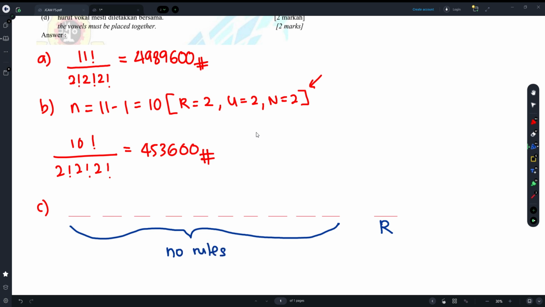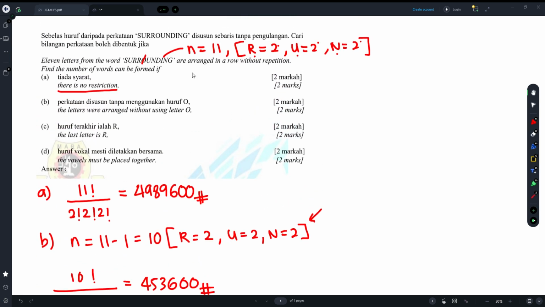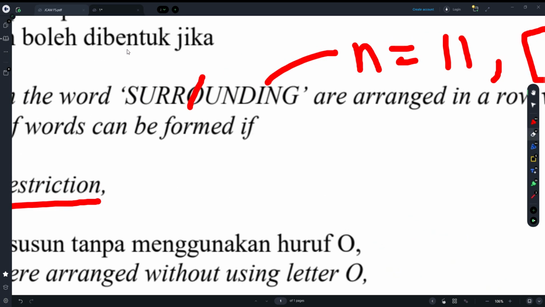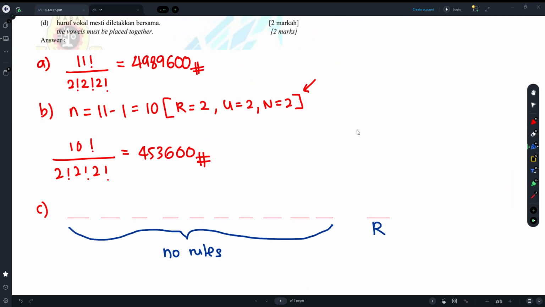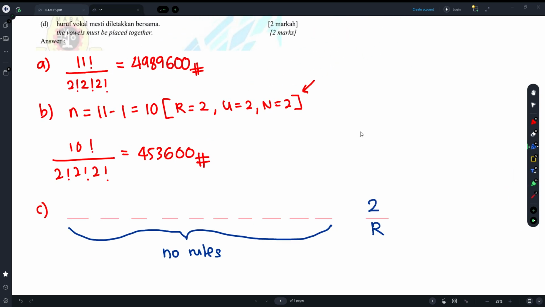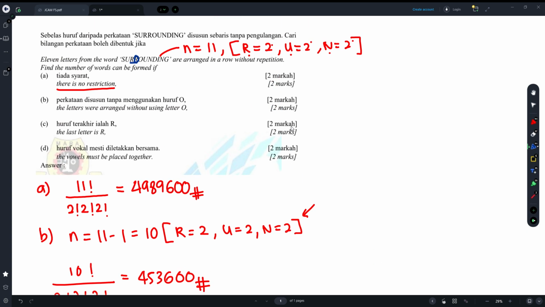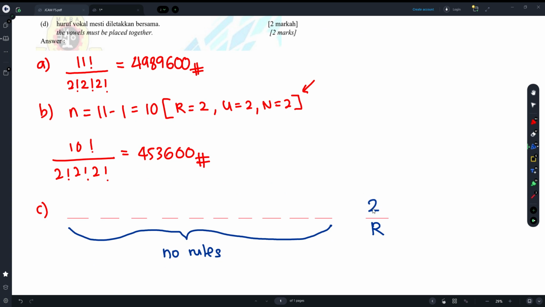When we go and see the original word, which is surrounding, we have to understand this properly. We have two R in this original word. One of the R we're going to take and put here, but we're not going to put one here. We're going to put two. Why am I putting two? Because we have two R in our word. So we have two choices, dua pilihan. That's why we are putting two.